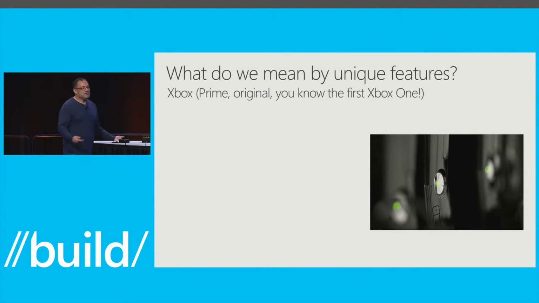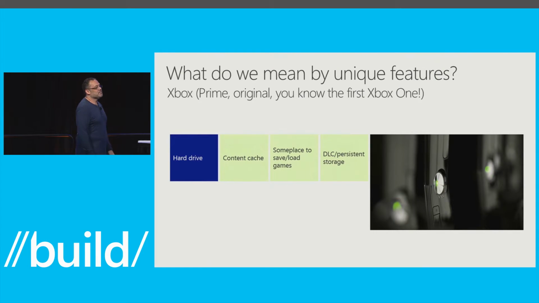Let's talk about unique features now, the hardware that we had, and a lot of the features in the operating system that are unique for game developers. For Xbox Prime, original, the first Xbox One, we made two big bets with that one, in terms of cost, for sure. The first was a hard drive. This was the first console to ever have a hard drive inside of it that was there, guaranteed, for every single one of them.